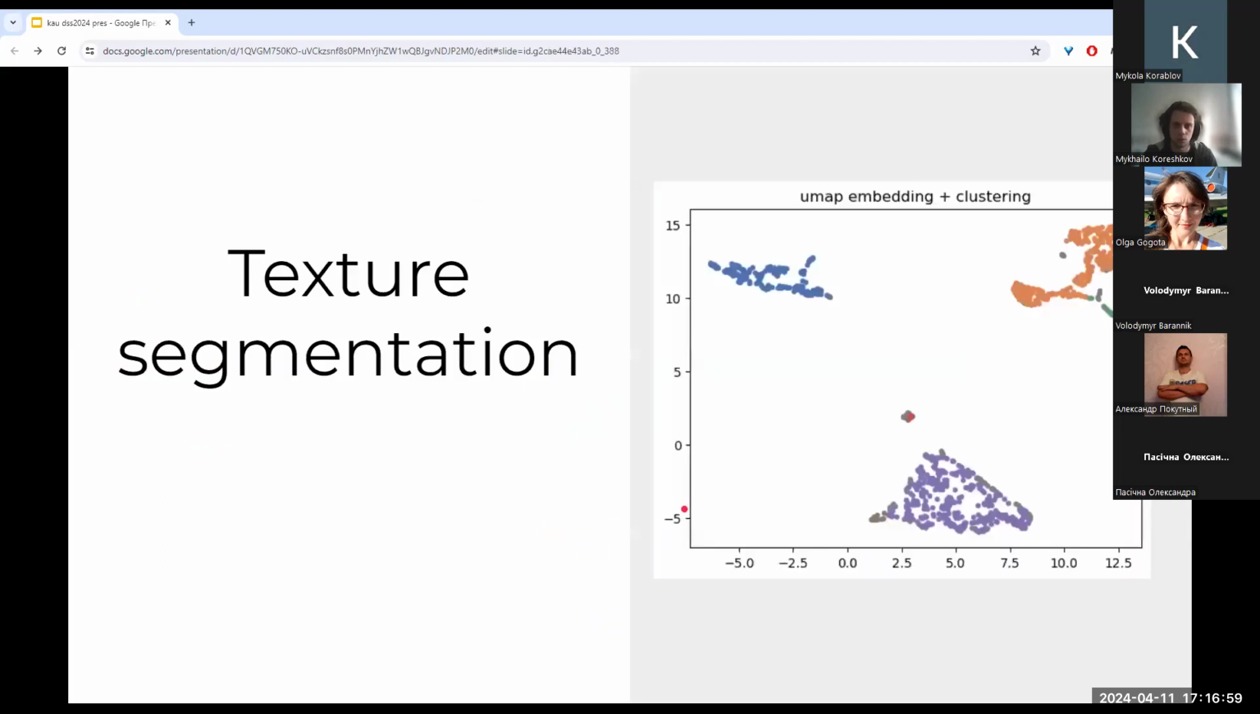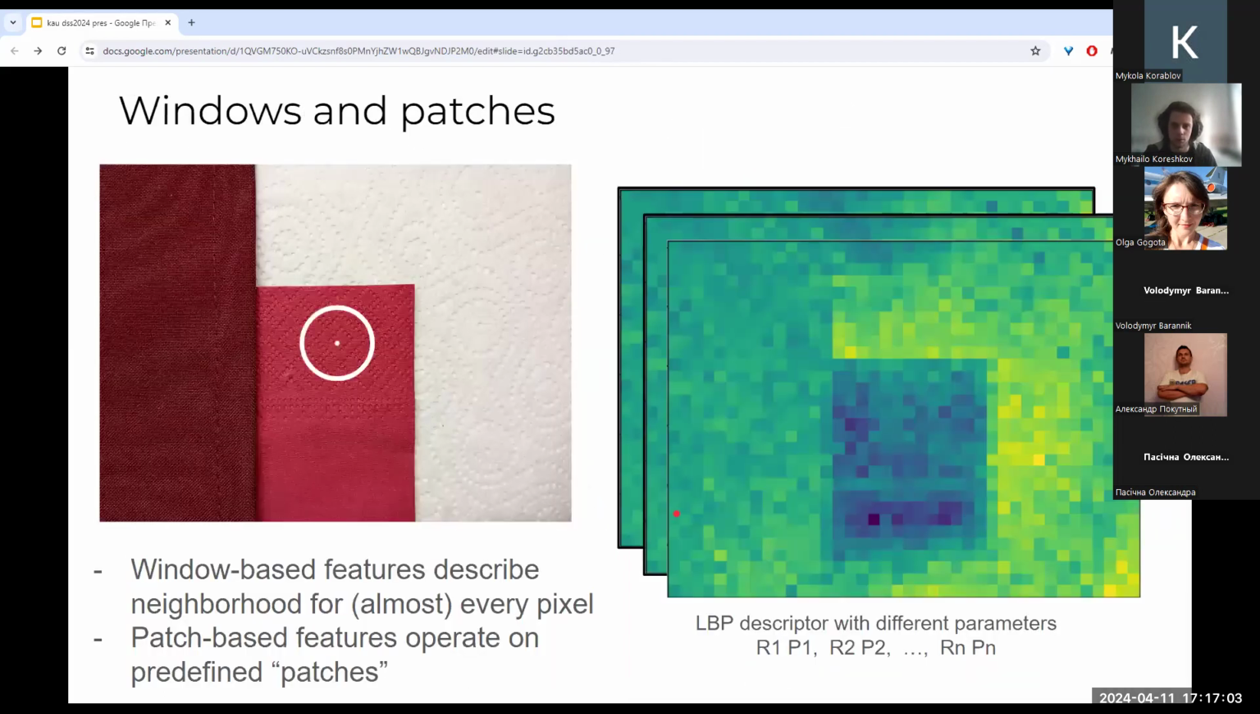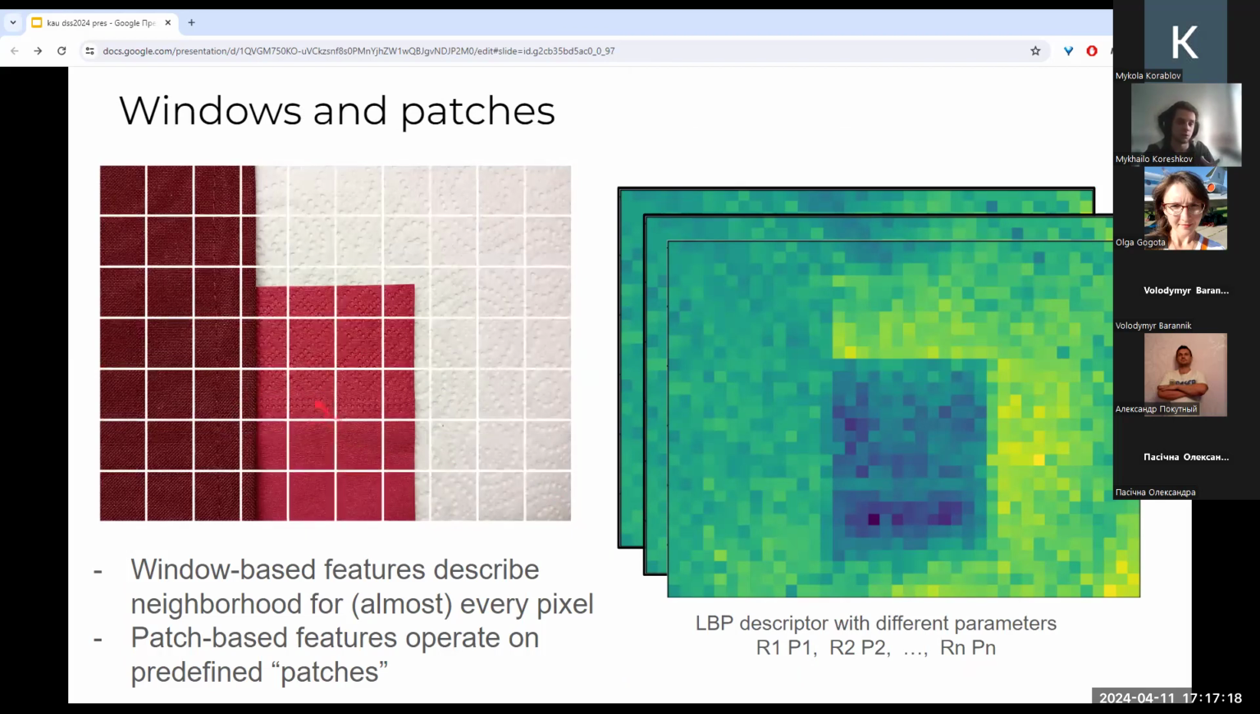So what we are doing is, unfortunately, I will not cover this thing because I'm out of time. What we can do is divide the image into sub-images and, for example, calculate what texture we have in each sub-image.